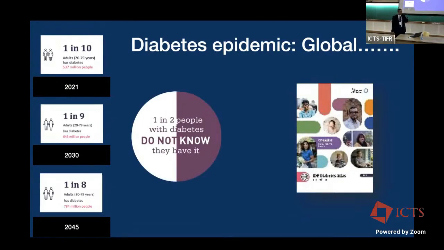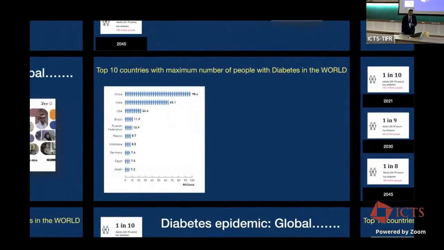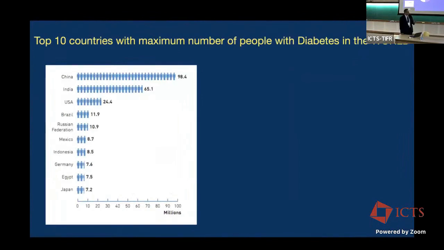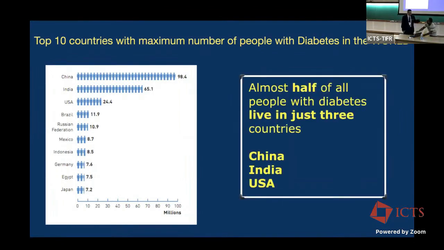So it's not the problem alone of these numbers, but another big issue is that 1 in 2 people don't know that they have diabetes. So diabetes definitely is a big problem. And this is the list of 10 countries with the maximum number of people with diabetes.